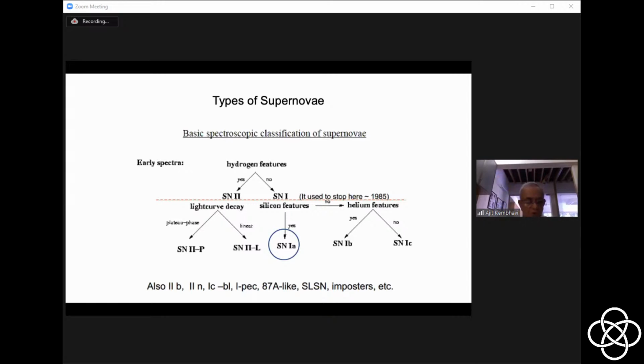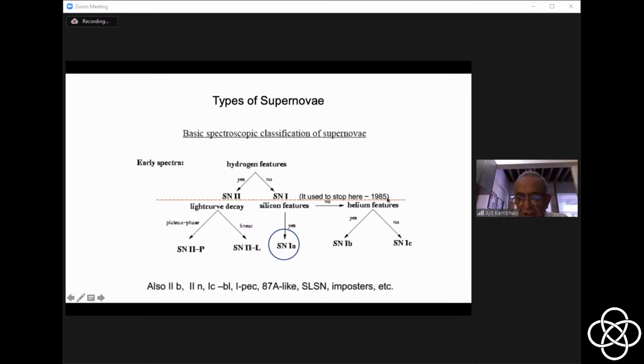So now, when you look at supernovae observationally, it turns out that there are two kinds of supernovae. You look at the spectrum of the supernova, in the early part, so you are seeing what happened there rather than any synthesis which has taken place. Then you look for absorption lines corresponding to hydrogen. If these lines are present, then it is called a supernova type 2. And if these are not present, then it is called supernova type 1.